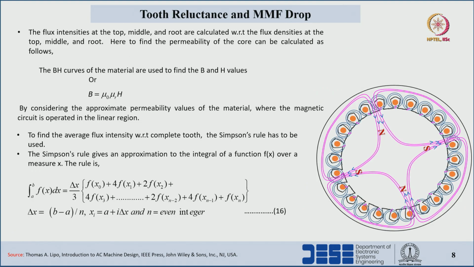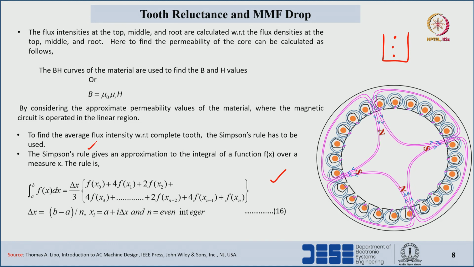Once we know the different values of the H, the magnetic flux intensity at the various parts of the iron or tooth, like at the bottom, middle, top, we have to find the average value of the flux intensity over a period. In order to find the flux intensity average value, we can utilize the Simpson rule.